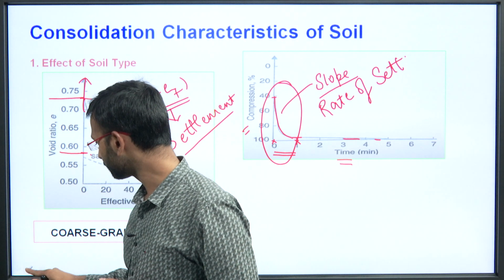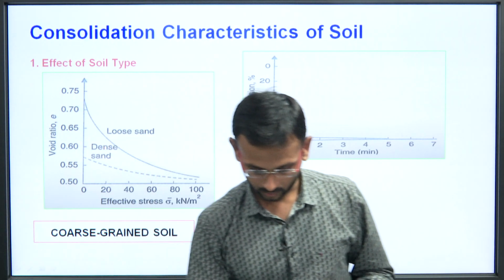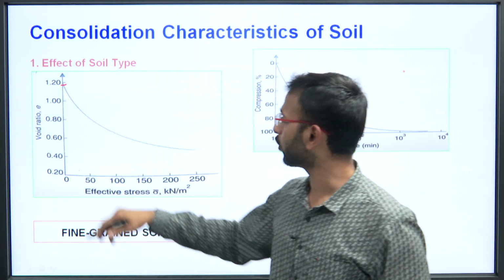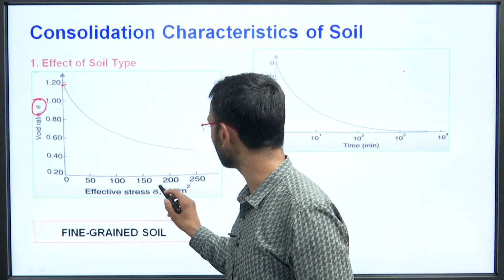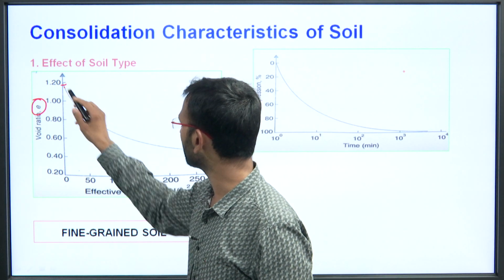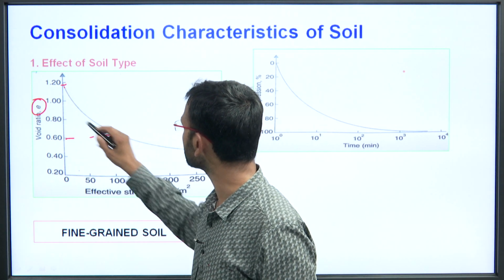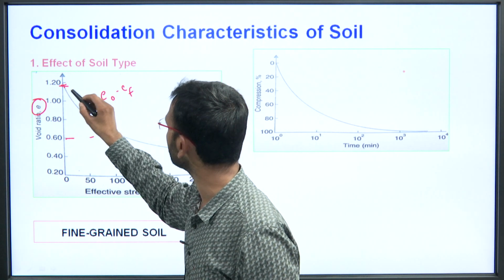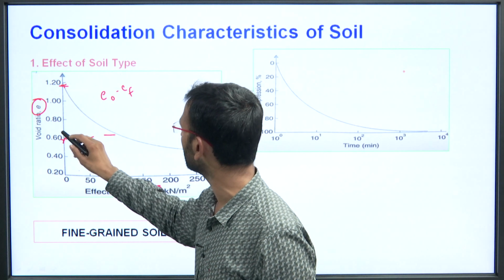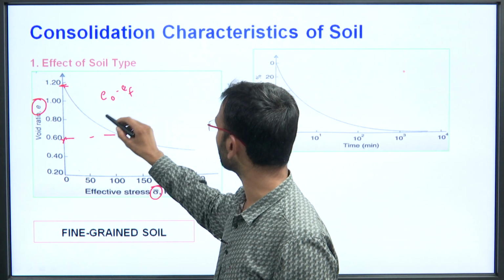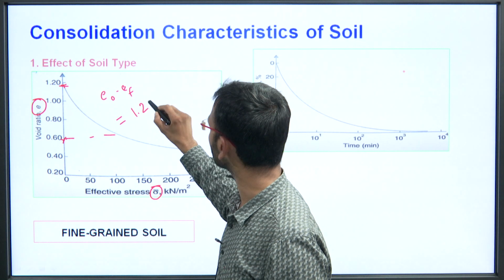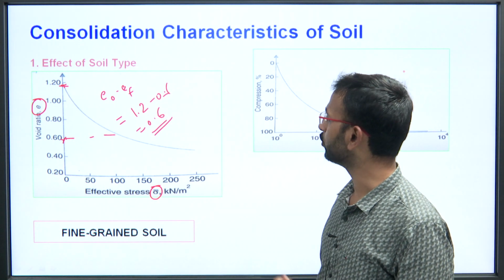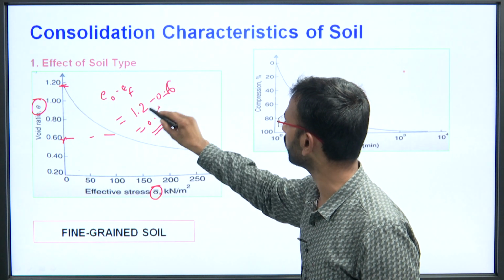Now understand one more thing. If you are talking about the fine grained soil, see here, initially the void ratio was 1.2, and with the effective stress it goes down to let us say 0.60. So if you are talking about e naught minus e f, e naught is 1.2 and e f is 0.60. So it comes out to be 0.6. So this value which has gotten reduced is very much higher.